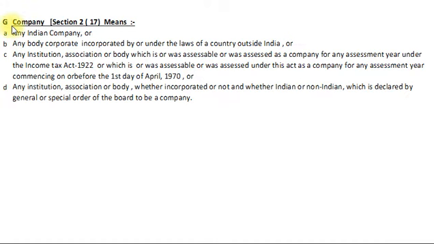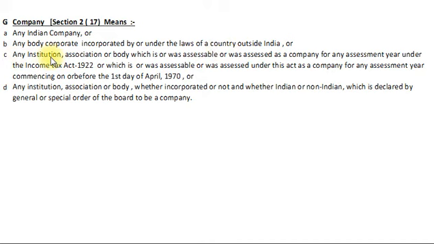The next term is company. It is defined in section 2 subsection 17 of the Income Tax Act 1961, which means an Indian company or any body corporate incorporated by or under the laws of a country outside India. Here, second point mentions the company incorporated under the law of a country outside India. So it means it is about a foreign company.